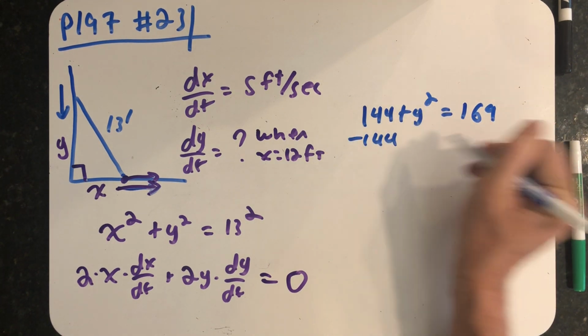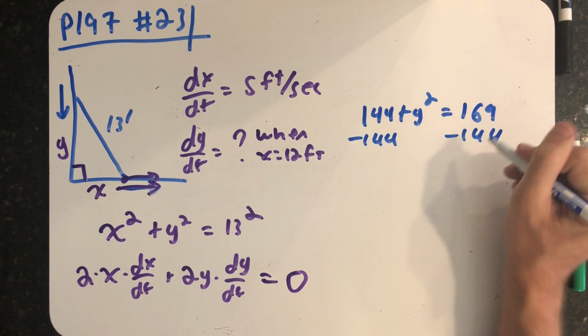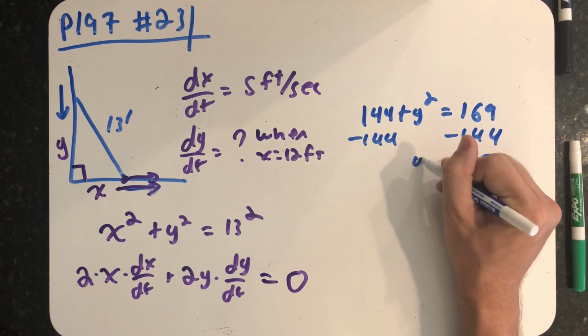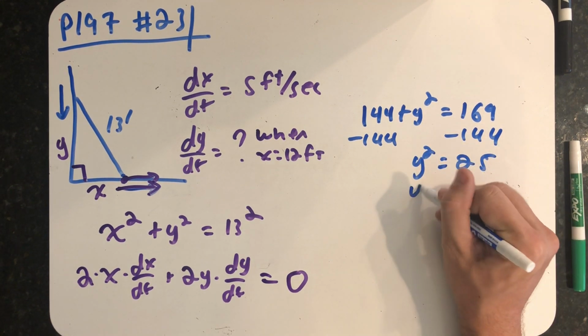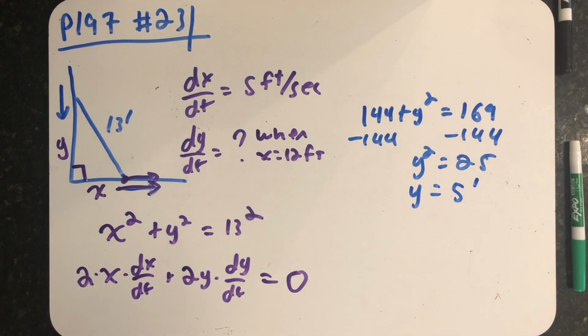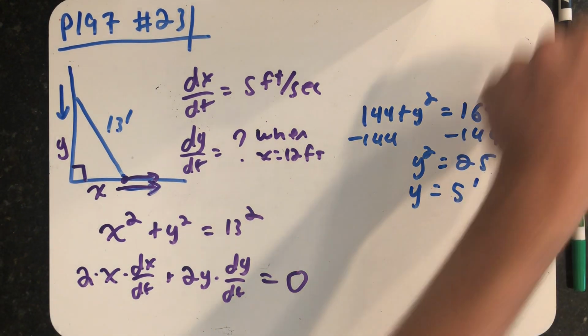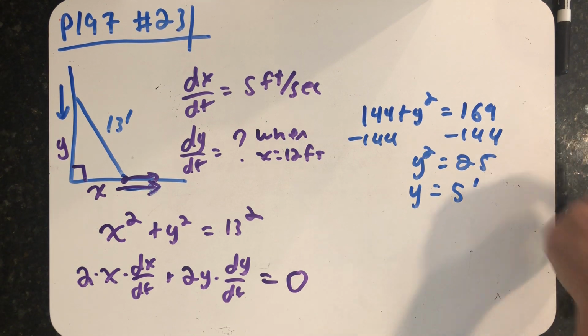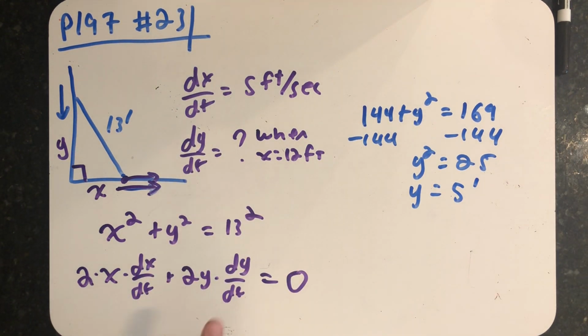Take away the 144, and I'll get 25. And I'll see that whoever wrote this problem was being very nice to us because that tells me y is 5 feet. And I have something pretty easy to plug into this equation. All right, so now let's just substitute in x, y, dx dt, and we'll find dy dt.